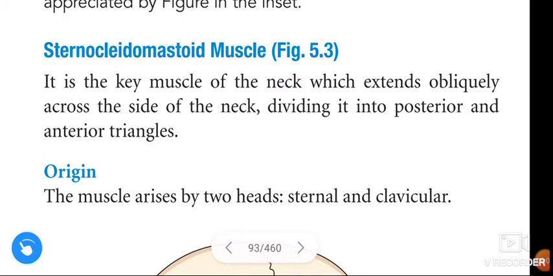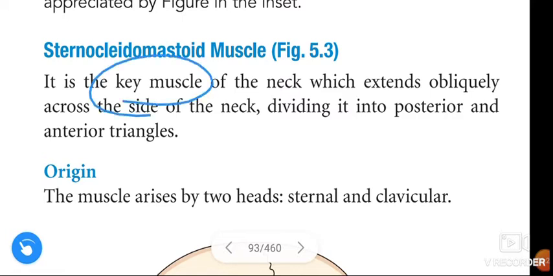In this video we are going to learn about the sternocleidomastoid muscle. This is an important question in anatomy for examination view. It is the key muscle of the neck which extends obliquely across the side of the neck.